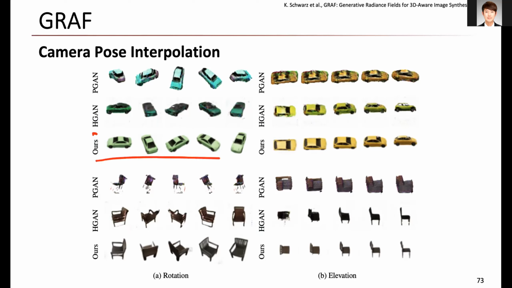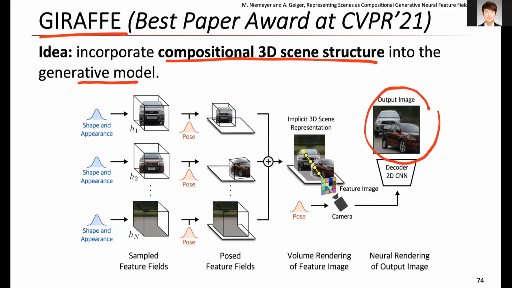One more improved version was GIRAFFE. The main idea of GIRAFFE is to incorporate compositional 3D scene structure into the generative model. Let's suppose that this is the generated image. In GIRAFFE, they want to decompose each object and the background, and learn and test them independently. This is the GIRAFFE network architecture, the GIRAFFE concept.